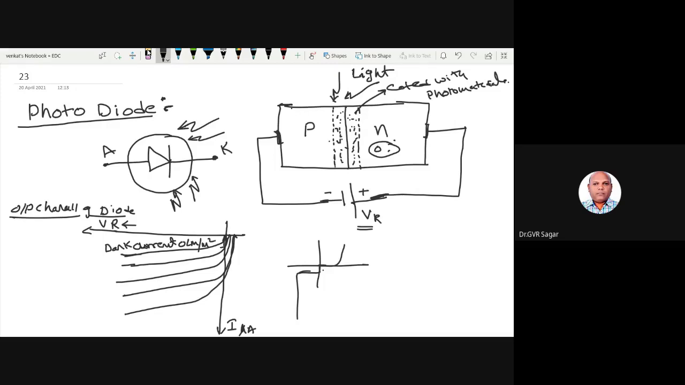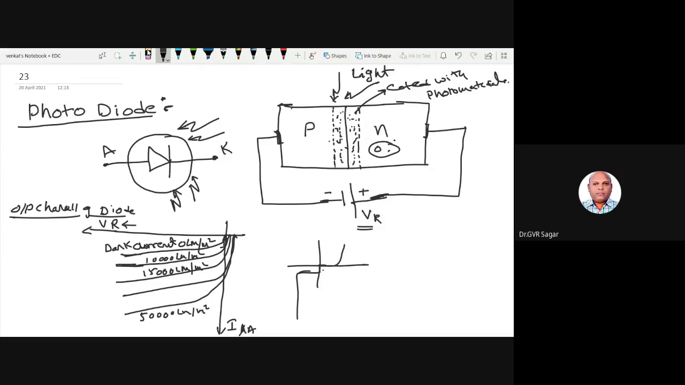Zero lumens. Dark current means zero current. Here it is 10,000 lumens per meter square, and this is 15,000. That much light falls on the junction, and it goes on up to 50,000 lumens per meter square. So as the intensity is increased on this junction, the reverse current also goes on increasing. So this is the characteristic of a photodiode.